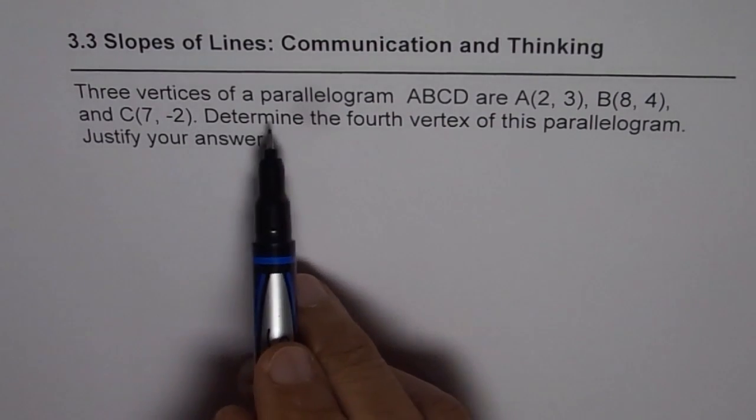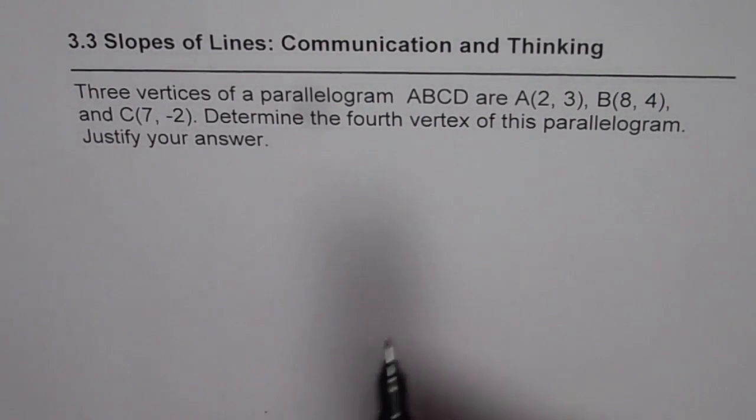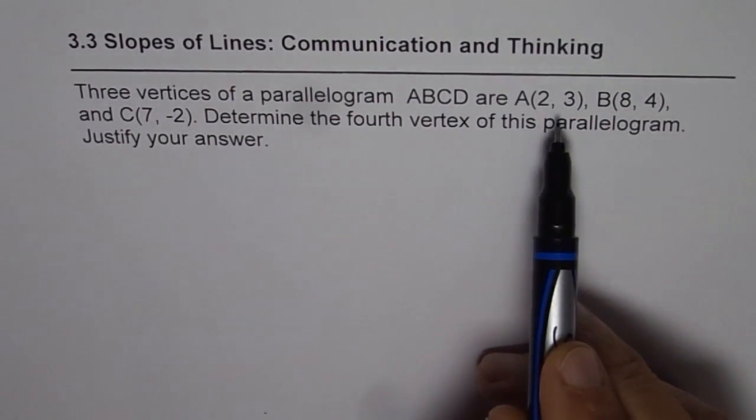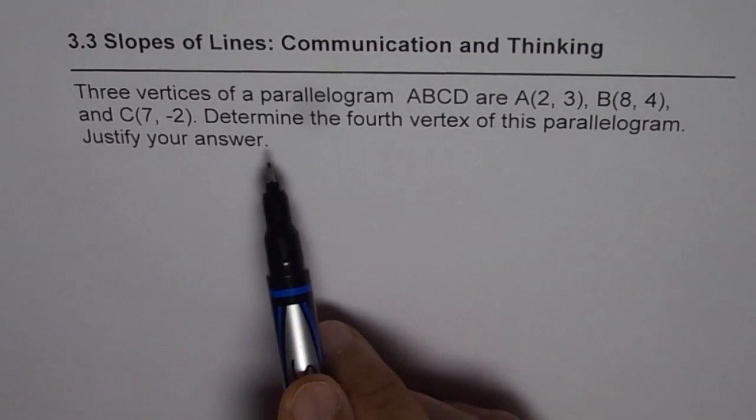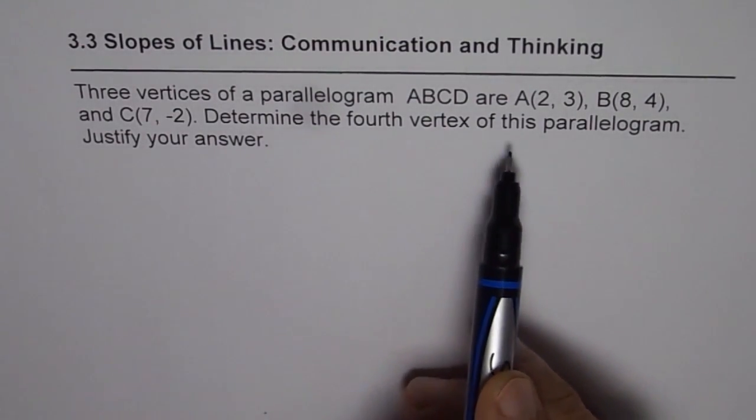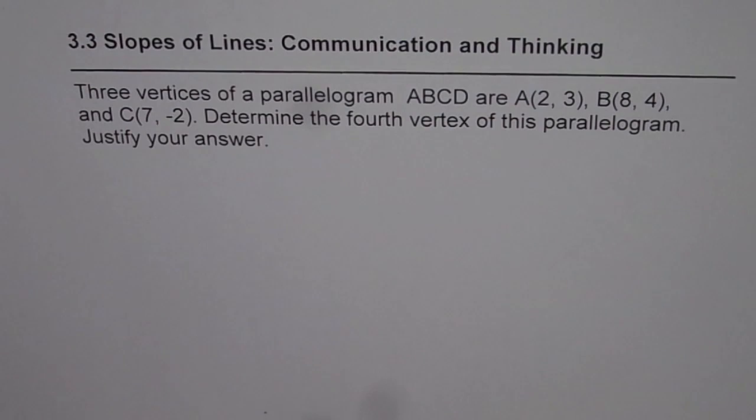Three vertices of a parallelogram ABCD are A (2, 3), B (8, 4) and C (7, -2). Determine the fourth vertex of this parallelogram. Justify your answer. You can pause the video, answer the question, and then look into my suggestion.